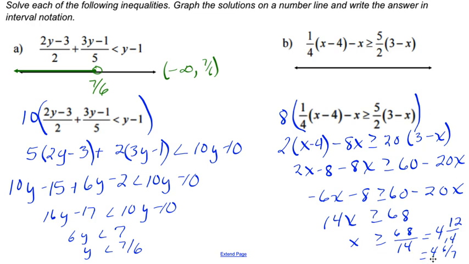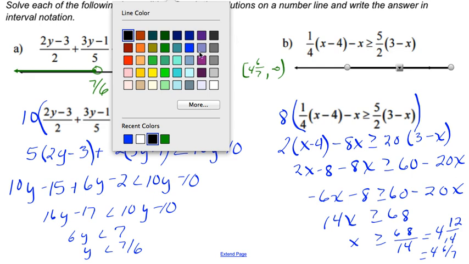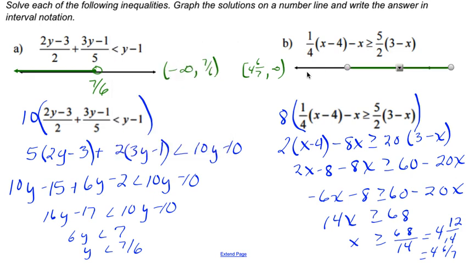So we have x is greater than or equal to 4 and 6/7. In interval notation, it looks like this. So we're going to have, again, a graph going to the right this time. Anything that is greater than or equal to 4 6/7 is a solution. So we want to label that as 4 6/7. And this time we do want this to be a solid dot.